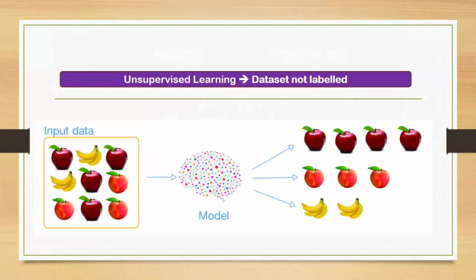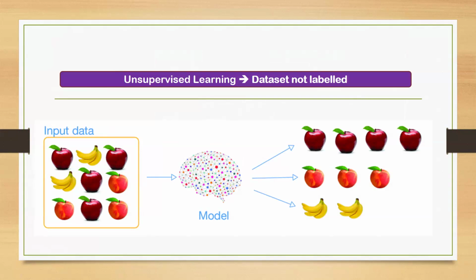Where we normally think of unsupervised learning is in this kind of scenario where we don't label the data set. We just supply a bunch of samples. Some of them are apples, some of them are bananas, some of them are oranges, whatever they are, and then we just throw it into the system. This system is not meant to predict whether this is an apple.